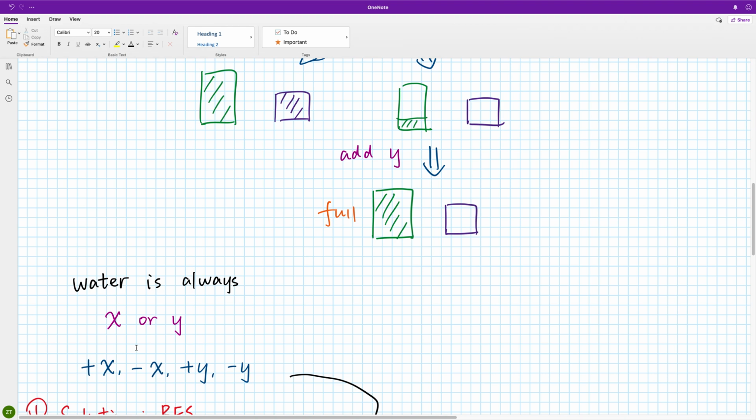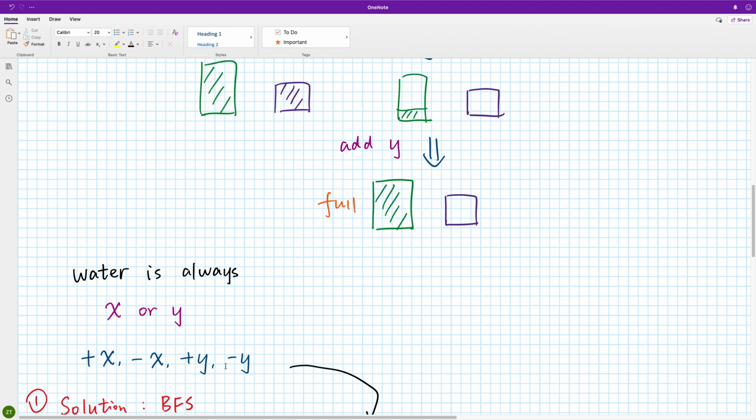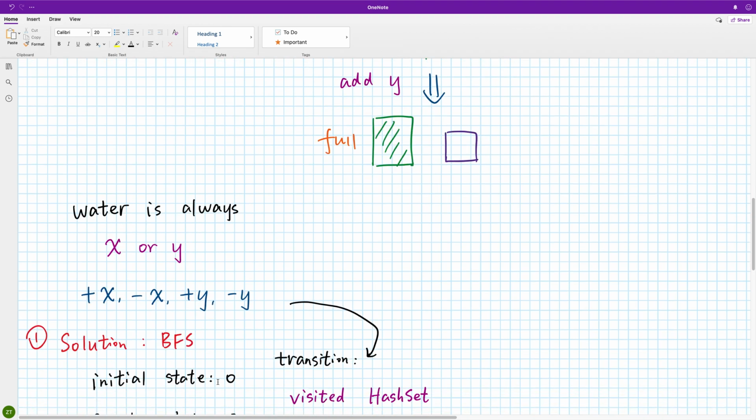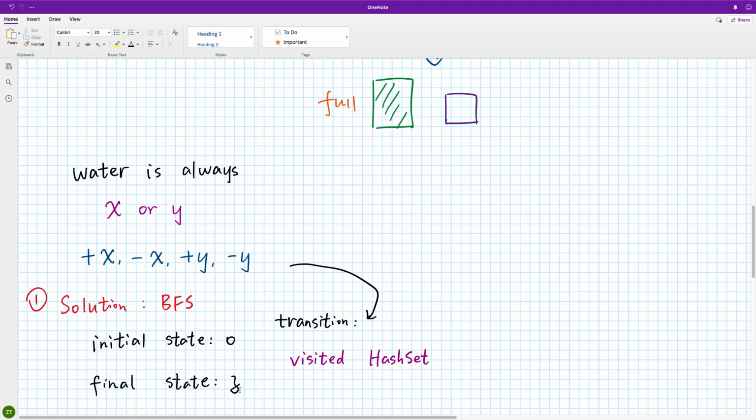That means we actually have four directions, or four possible operations. That is, increment the capacity by X, or increment the capacity by Y, or decrement the capacity by X, or decrement the capacity by Y. These four operations have the same weight. We can do any of them. So in that case, how do you solve it? We actually have the initial state, where the jugs are empty, and the final state, where we should have the Z capacity. And we have four directions, exactly like a typical BFS, breadth first search, question. So we can use BFS to solve this question.